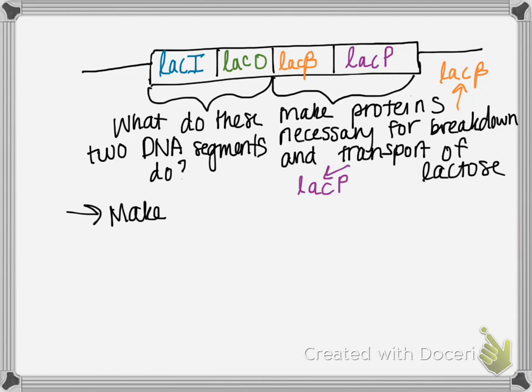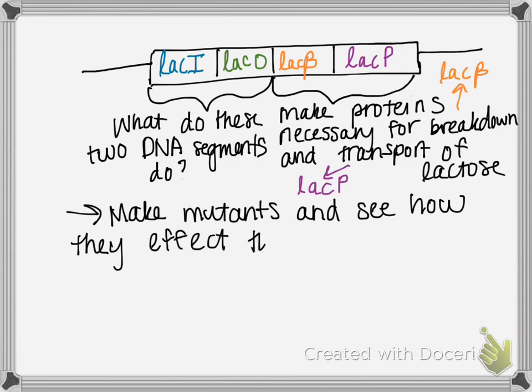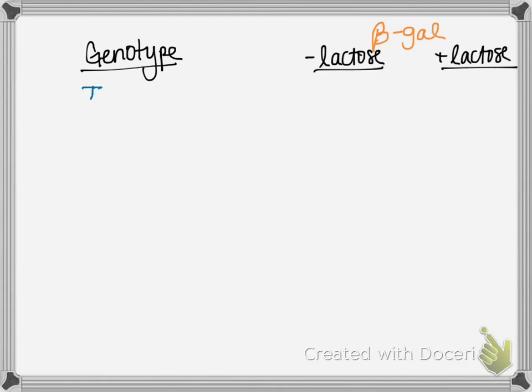So, two scientists, Jacob and Monod, decided to investigate this, and they made mutants in lac I and lac O to see the effect on beta-galactosidase or lac Z production. And now let's take a look at what they found. So they had different genotypes, and then they looked at the amount of beta-gal in minus lactose conditions and in plus lactose conditions. And so let's take a look and see what we have there.